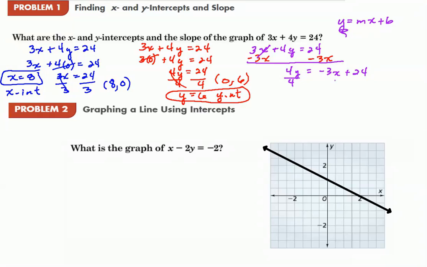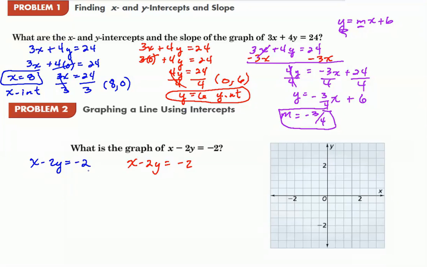Divide both sides by 4. And I'm going to divide everything individually on the right side of the equation. So the 4's cancel on my left side, and I'm left with y equals negative 3/4 x plus 6. Now that I have that, now I know my m. My m is the number in front of the x, which is the negative 3/4. So I'll write down that m, my slope, is equal to negative 3/4. And that's my slope. Let's go on to problem 2.